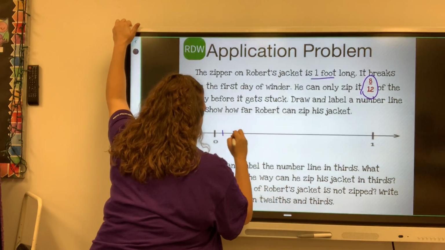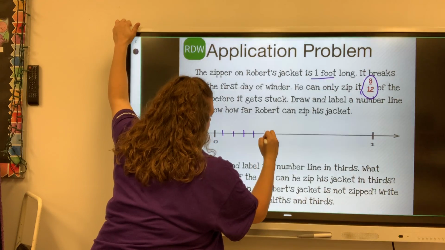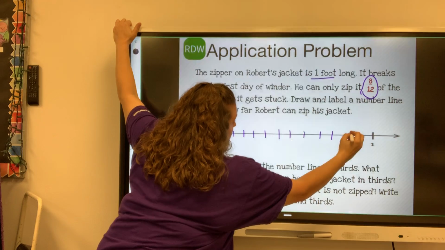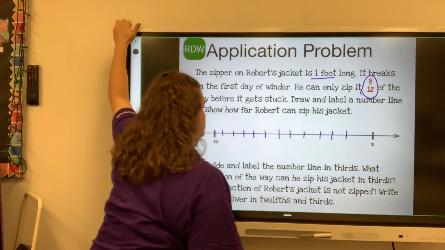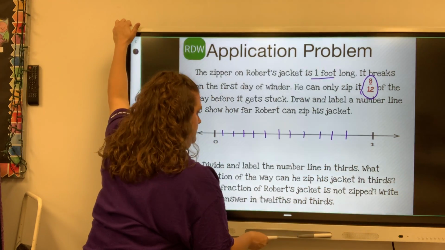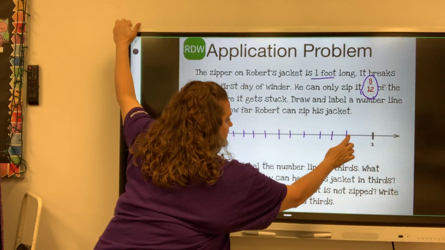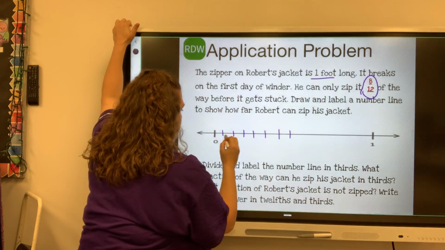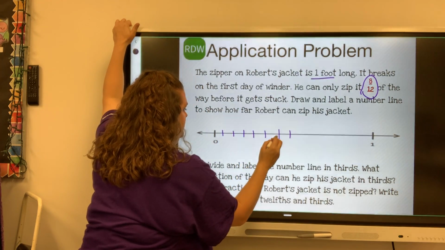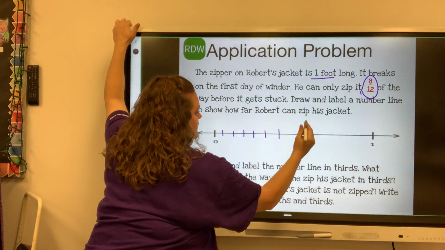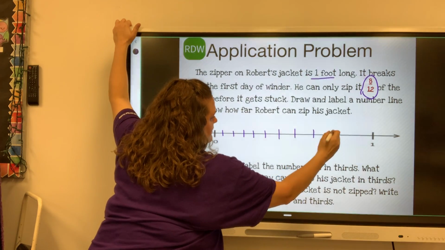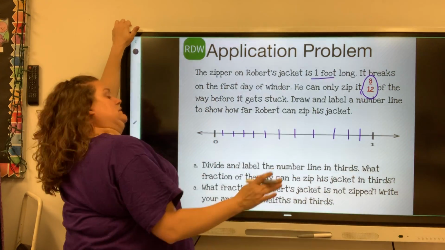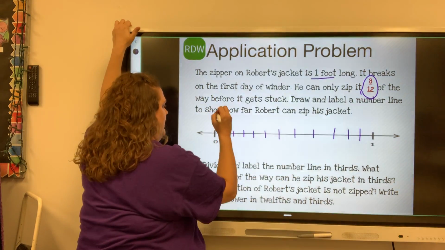1, 2, 3, 4, 5, 6, 7, 8, 9, 10, 11. I feel like I need to move a couple of these over, see if I can do it. Yeah, we'll erase it a little bit. 1, 2, 3, 4, 5, 6. Let's start at 6. I'm going to do 7, 8, 9, 10, 11. Hopefully we did that pretty good. So let's label it out.